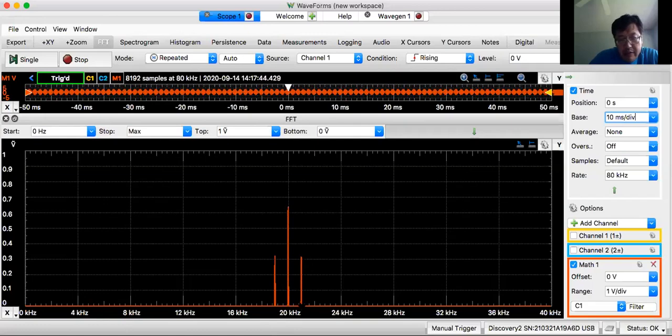Then we have 21K and 19K. So we have 2 components. This is called the upper side band, SSB. So we got the upper side band. We also got the lower side, which is at 19K. So it's 20 plus 1K, and 20 subtract 1K. The reason it's 1K apart is because the modulating signal is 1K.